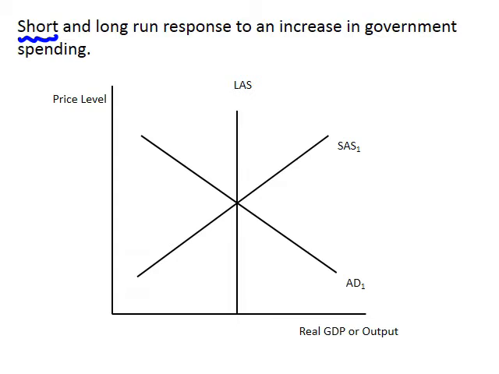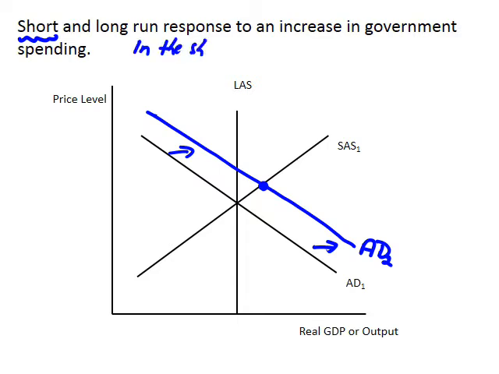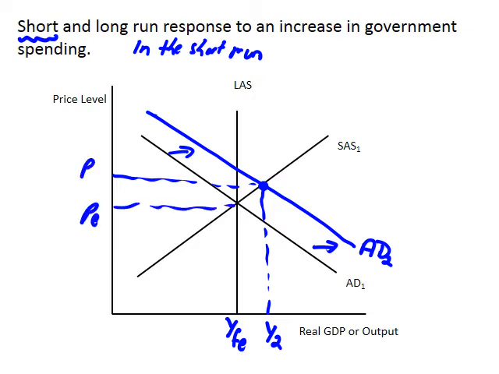Government spending is part of the components of aggregate demand, so AD is going to shift to the right. So we're going to call this AD2, and we have a new point of equilibrium. So in the short run, let's call this Y2, YFE, and we'll call this PE to P2.